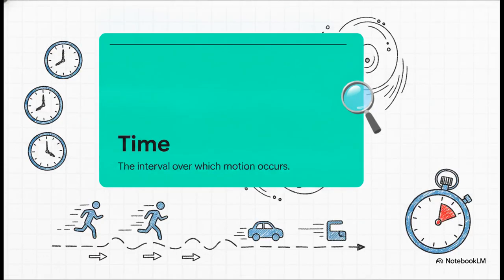Next up, we have time. In physics, time is the interval over which motion occurs. We need a reliable way to track when these movements and shifts actually happen. Think about it. If you change how fast you're going, it doesn't just happen in 0 seconds, right? It takes a certain amount of time for that shift to take place. Time is kind of like the invisible track that all of our motion runs on.